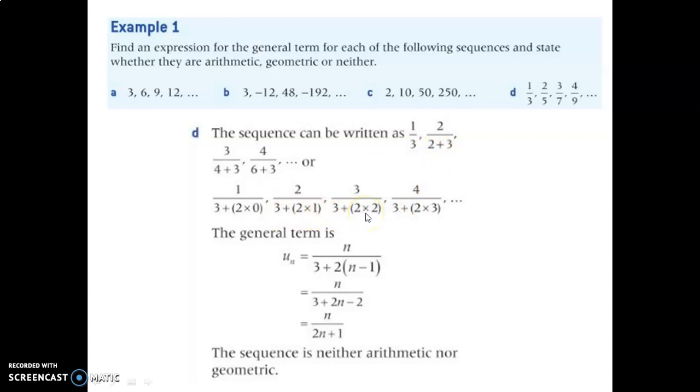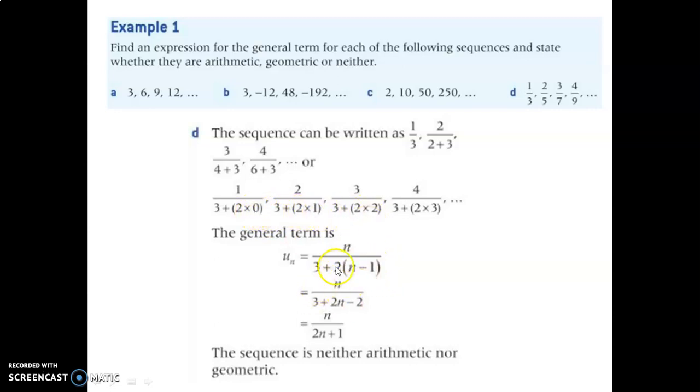So a little bit tricky, but in the end it comes up like this. The top numbers, you can see they just follow the position number, 1, 2, 3, 4. So that's n. The bottom one, we always have that 3, and we're always adding 2 times something. So 3 plus 2 times what? Well, this number is 0, this number is 1. So those are always 1 less than the term number, so 2 times n minus 1.